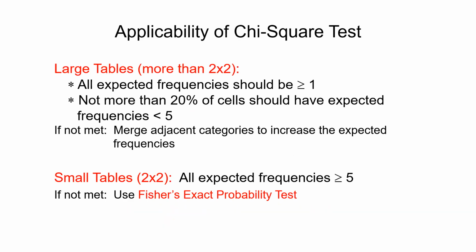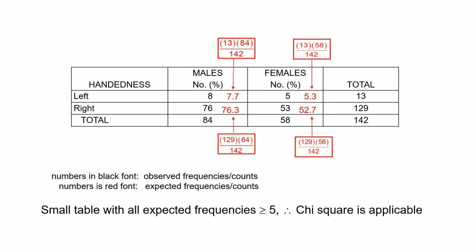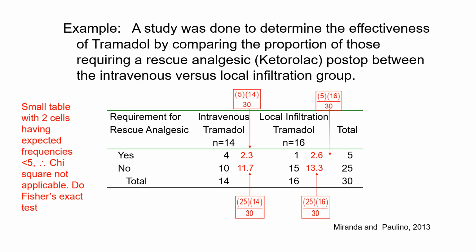The chi-square test is applicable to data only if the expected frequencies are sufficiently large, and the criteria for being sufficiently large depends on the size of the table as defined in this slide. In our example, all expected frequencies are more than or equal to 5. That is why chi-square test was applied. If the assumptions are not satisfied, Fisher's exact test is used.